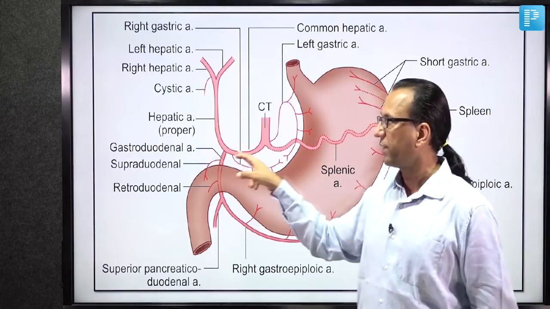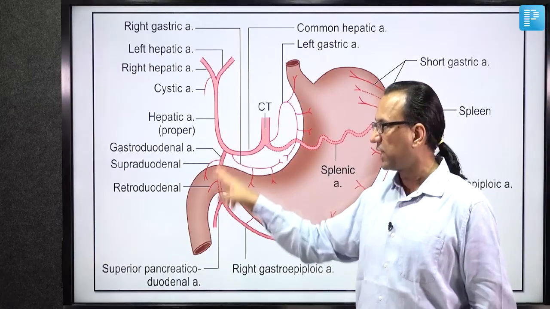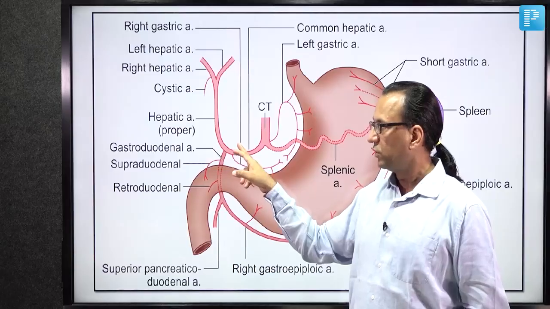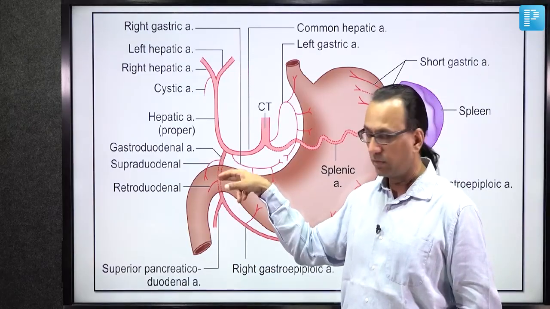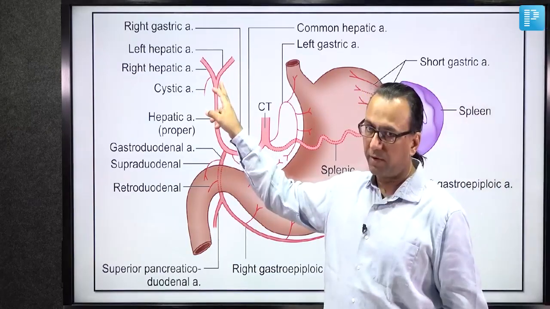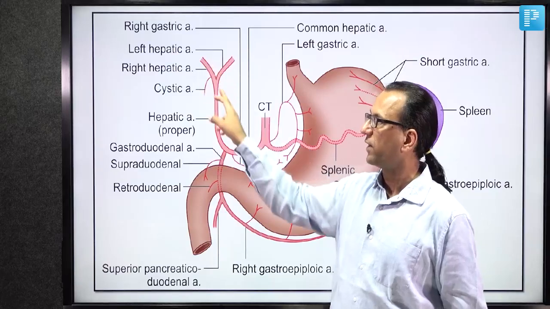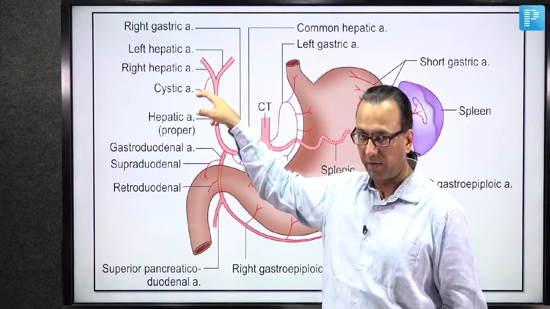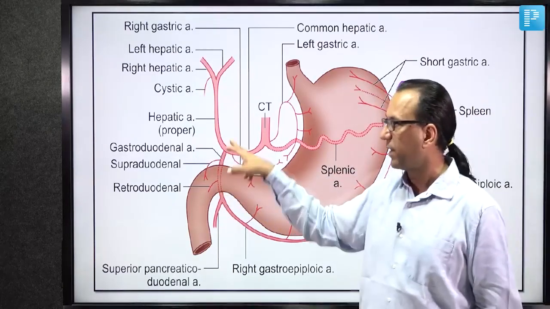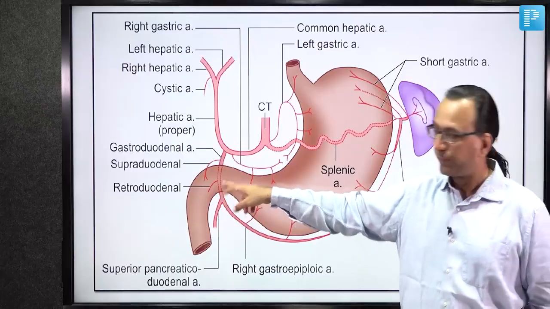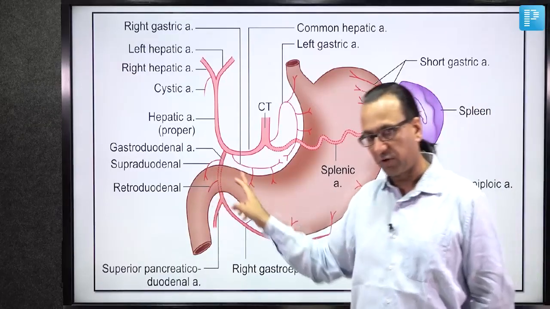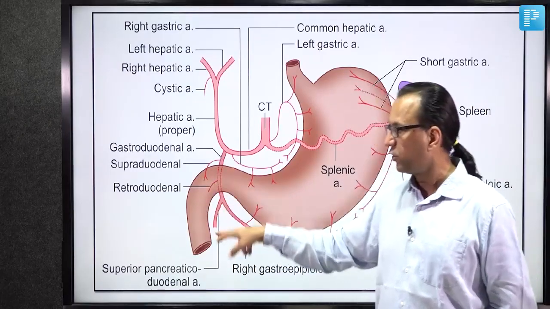There will be a proper hepatic artery to the liver, and there is a gastroduodenal artery to the duodenum and the stomach. Proper hepatic artery will be divided into right and left hepatic arteries, and the right hepatic artery gives the cystic artery to the gallbladder, whereas the gastroduodenal artery passes behind the first part of the duodenum. Prone to bleeding if there is a posterior perforation of a duodenal ulcer. It is dividing into two branches.